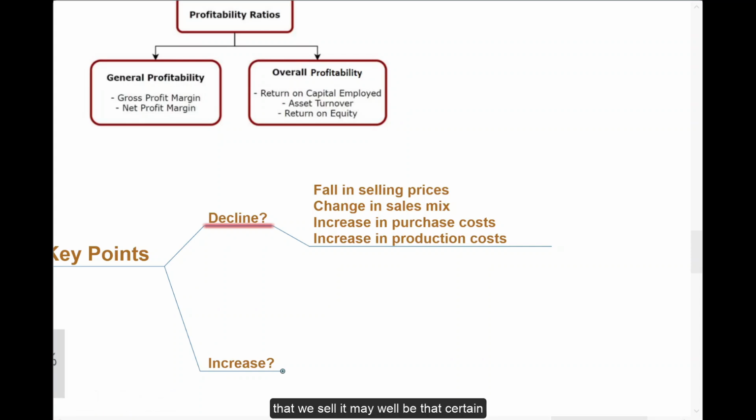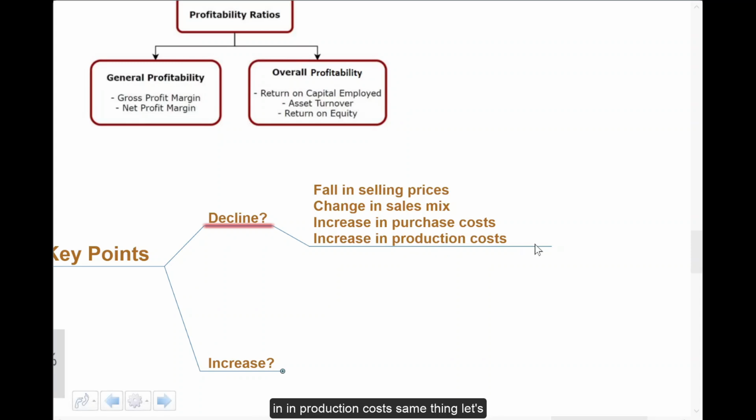It may well be that certain products, product D as opposed to product C, is selling more this year and product D has a lower profit margin. That would affect overall gross profit percentage. Third one down, increase in purchase costs. Clearly, that has to be relevant because, again, with the ratio, we're comparing gross profit with revenue. The gross profit is a function of purchase costs. If purchase costs go up, then certainly the overall gross profit margin must come down.